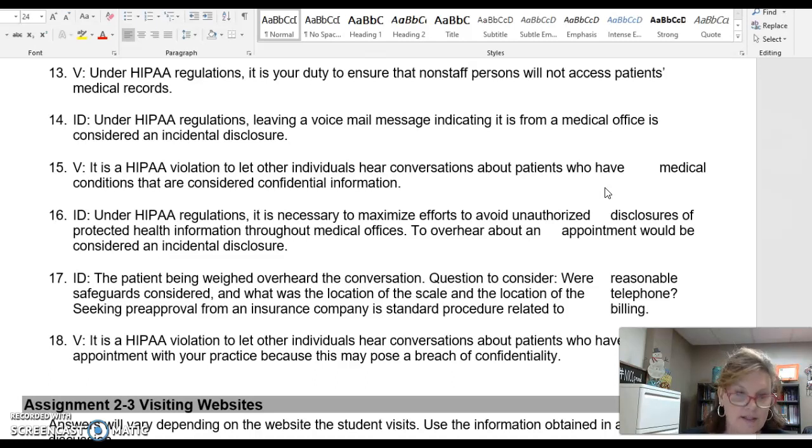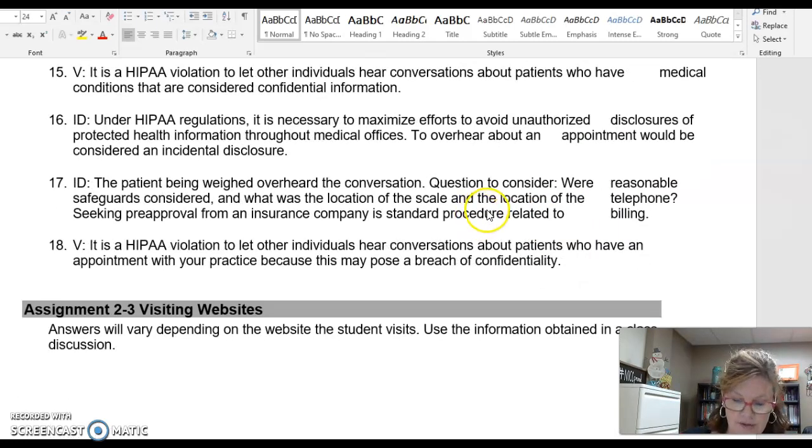Number 16, while walking in the reception room, patient Xavier Gomez overhears a receptionist talking with another patient on the telephone about a colonoscopy appointment. This is an incidental disclosure. You want to maximize your efforts to avoid unauthorized disclosures of PHI throughout medical offices. To overhear about an appointment would be considered, again, incidental disclosure. 2 more.